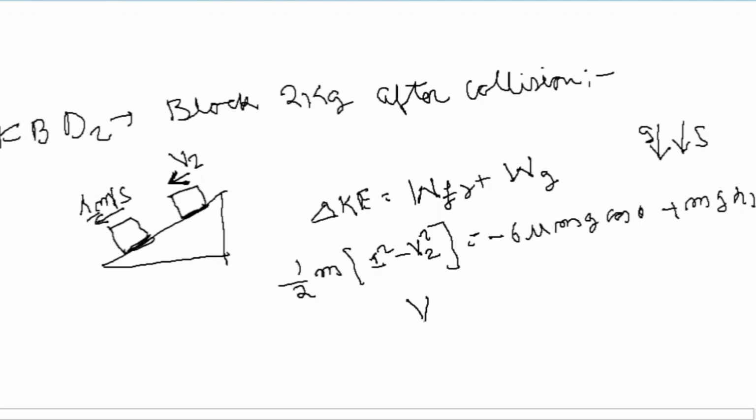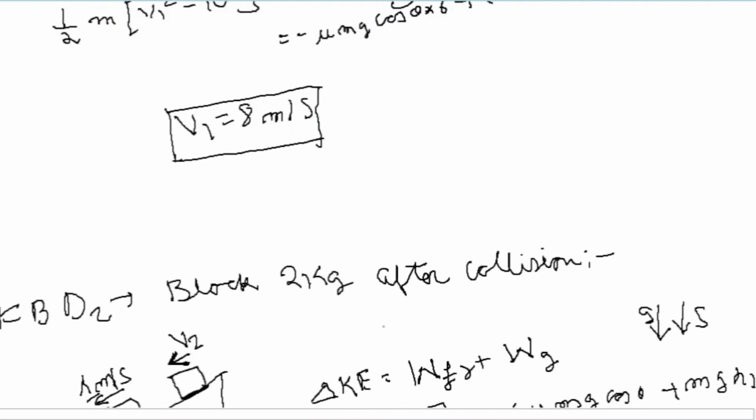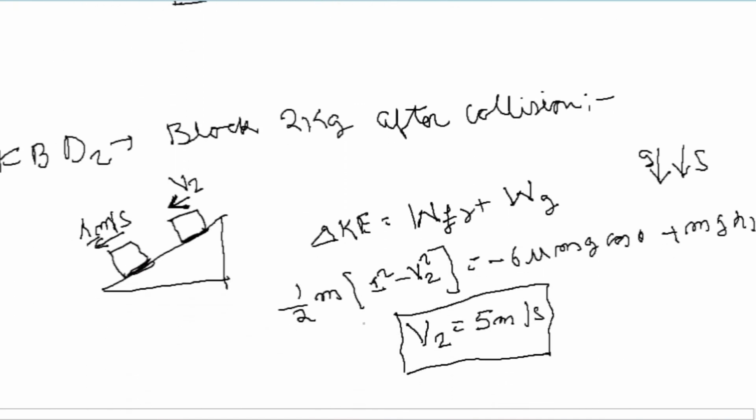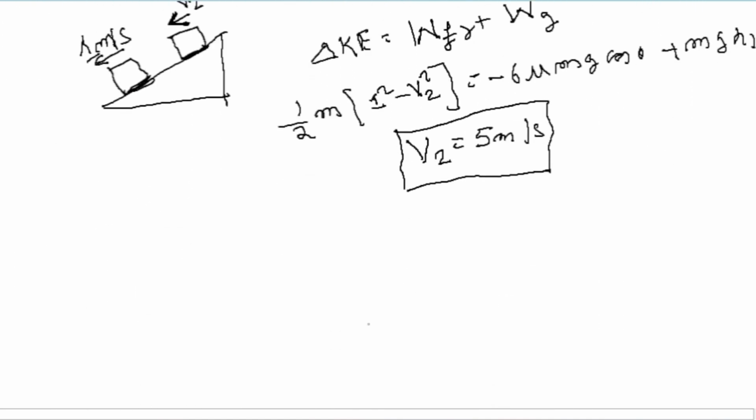Now if we again solve this equation, v2 comes out to be 5 meters per second. And this is in the downward direction. So v2 is the velocity of the block of mass 2 kg just after collision. The velocity just before collision was 8 meters per second. After it collided with the block of mass m, its velocity became 5 meters per second.